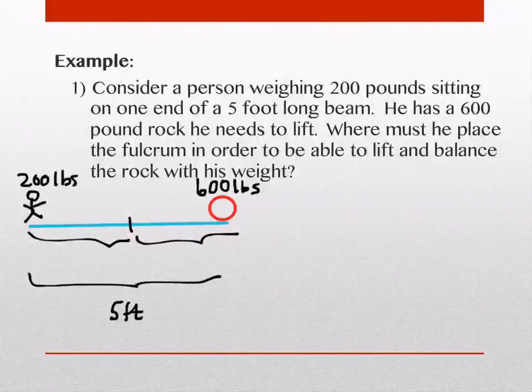Okay. So what we're going to do is let one of these distances be x, and then what would the other distance be? 5 minus x, exactly.